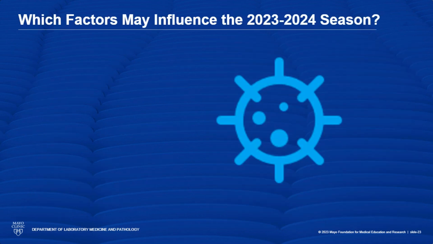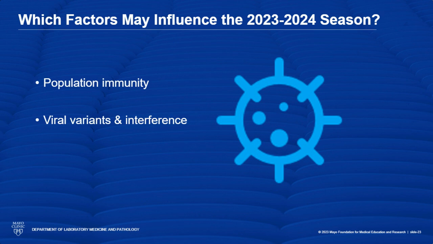So now that we've reviewed kind of the current situation for flu, RSV, and COVID in the United States, I want to talk about the factors that may influence the trajectory and the severity of this respiratory season. Specifically, we'll talk about population immunity, viral variants, as well as what's called viral interference, and then finally, the role of vaccines and new therapies in controlling and predicting the outcome of the respiratory season. So let's first talk about population immunity.